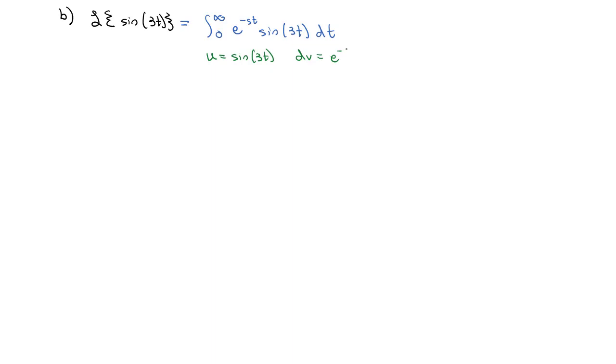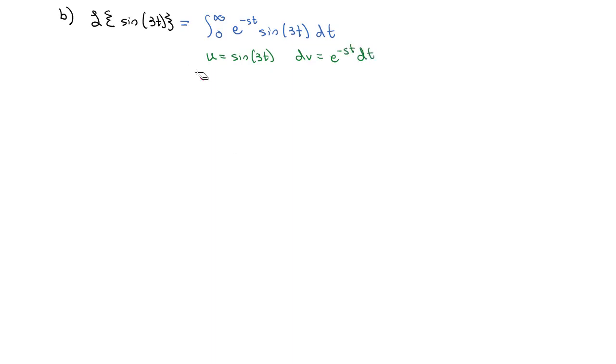This example is going to be a little more involved. We're going to find the Laplace transform of the sine of 3t. Using our definition, then, this is going to equal the integral from 0 to infinity of e to the negative st times our function, which is the sine of 3t dt. The integral is a little more involved, but we know how to handle this. We can use integration by parts, where u is equal to the sine of 3t and dv is equal to e to the negative st dt.